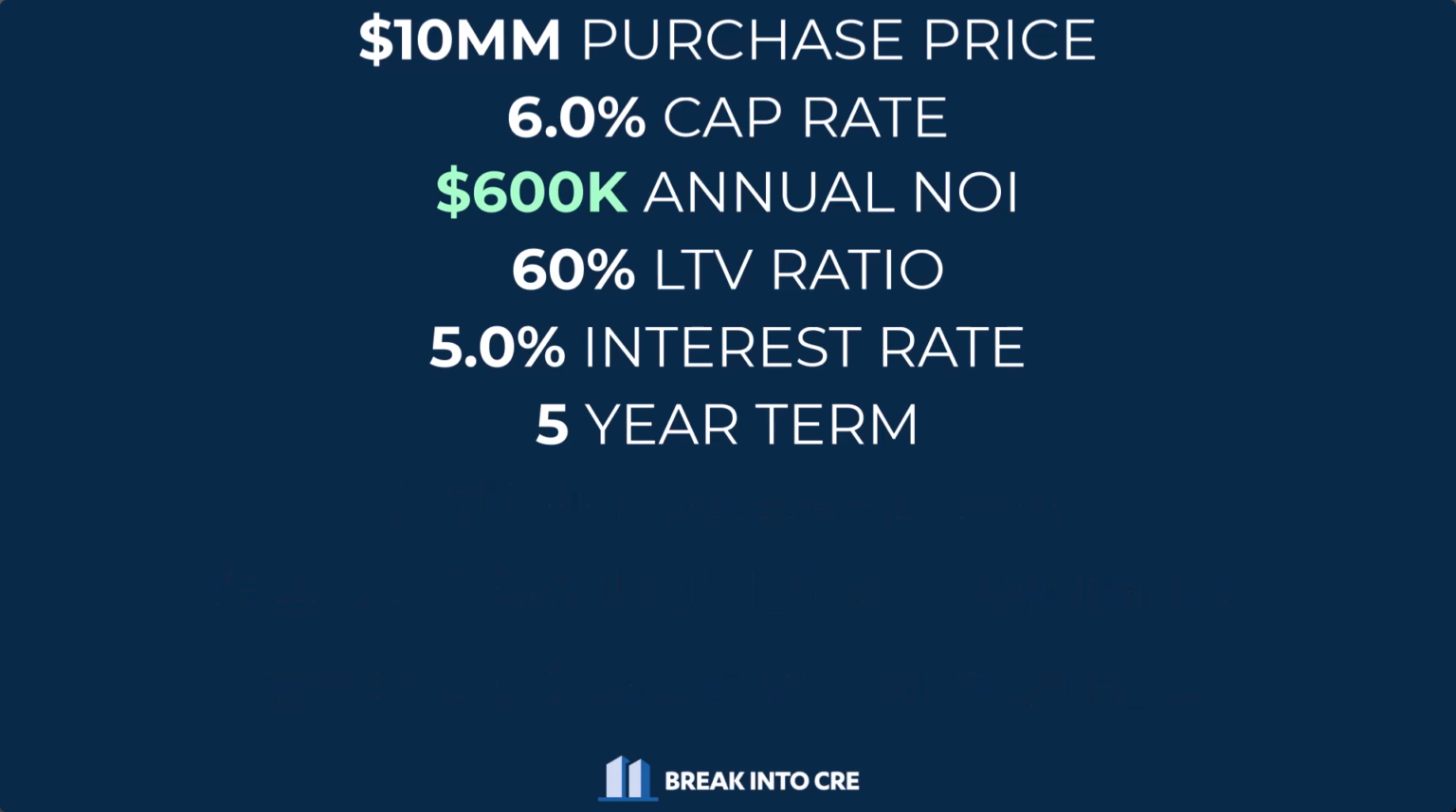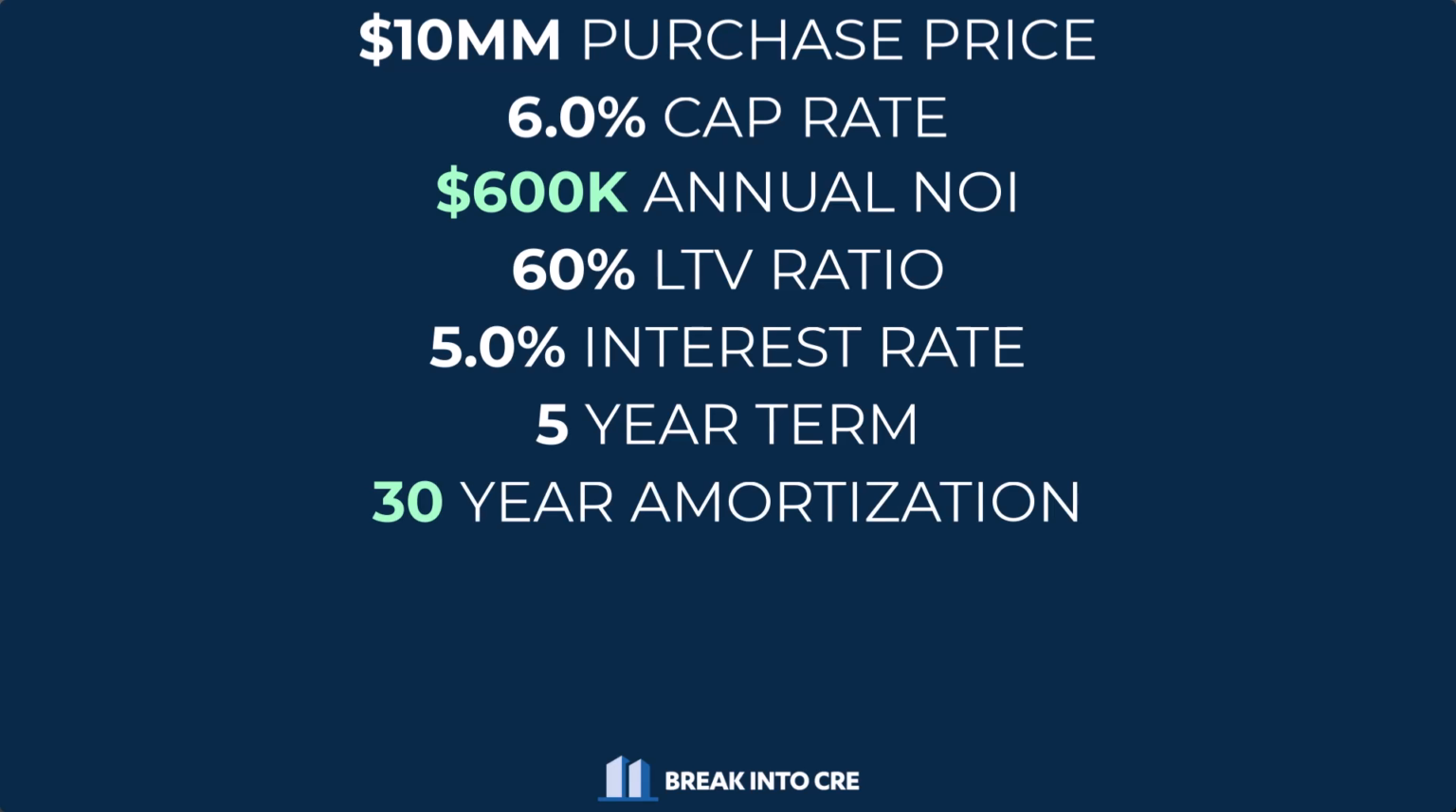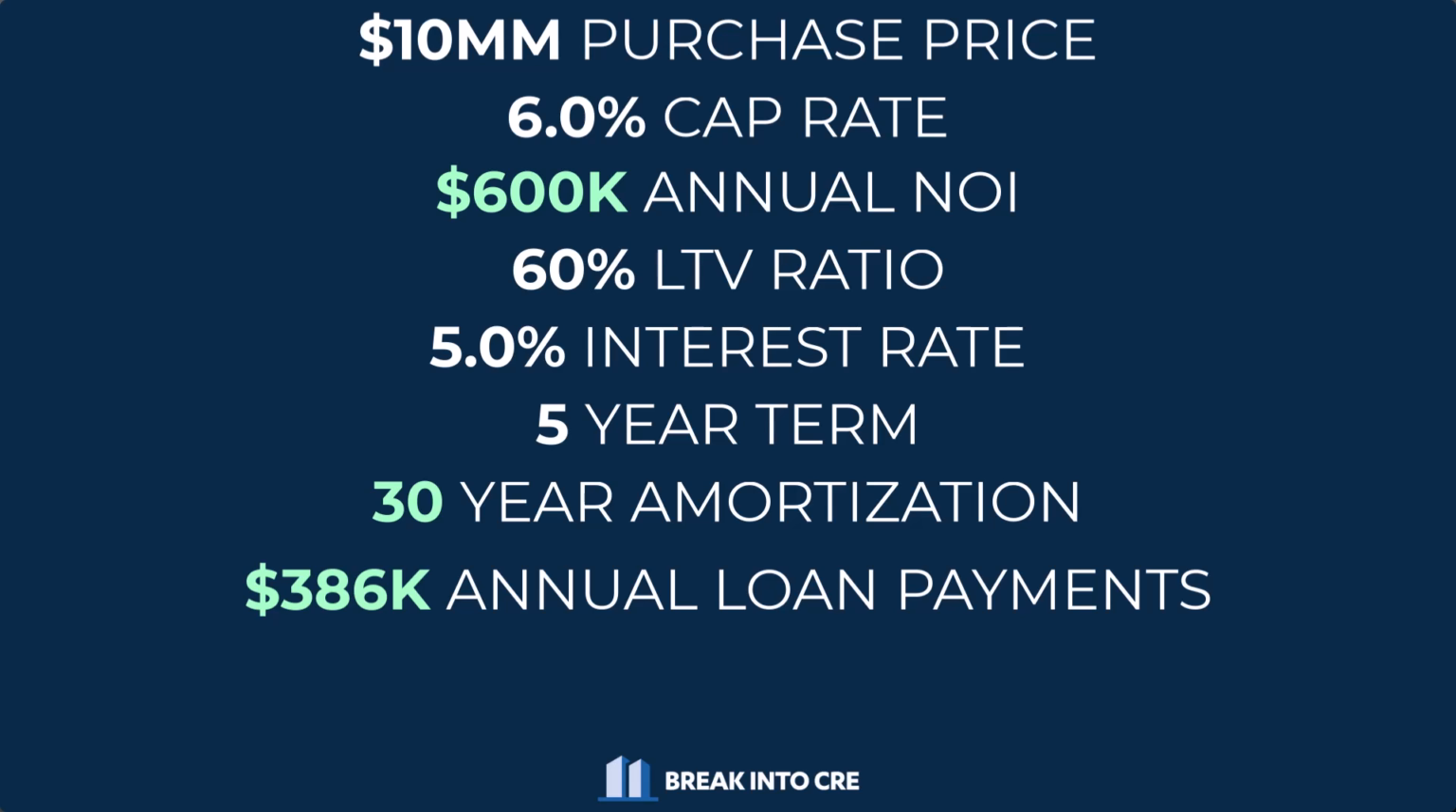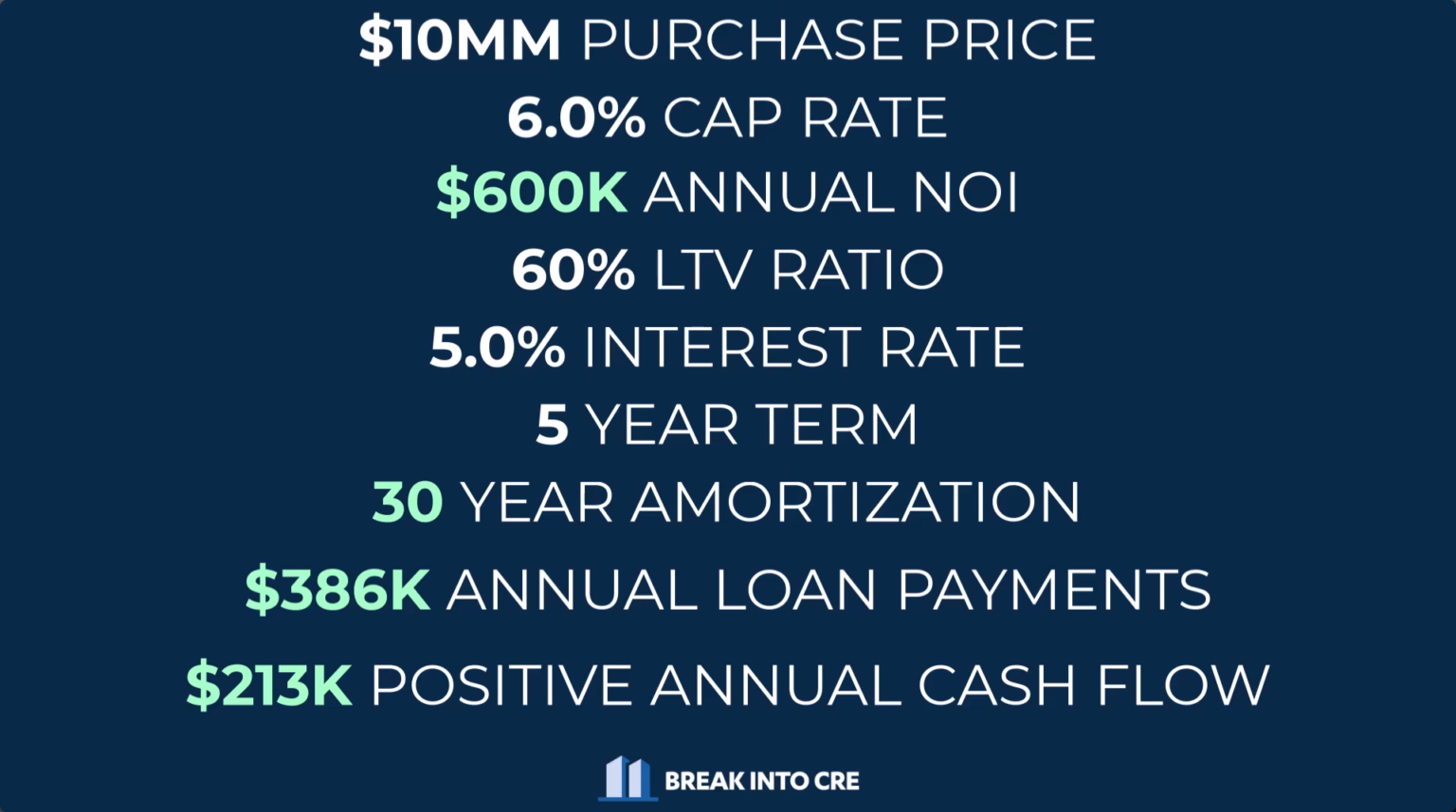However, if that amortization period is stretched out to 30 years instead, this now results in just $386,000 of annual loan payments, producing $213,000 of positive cash flow on the deal and a cash-on-cash return of 5.3%.